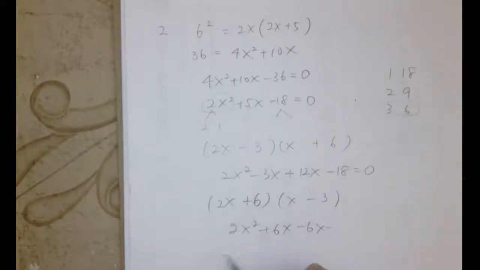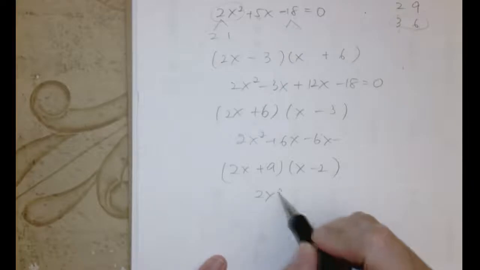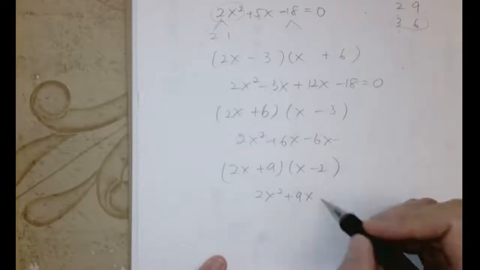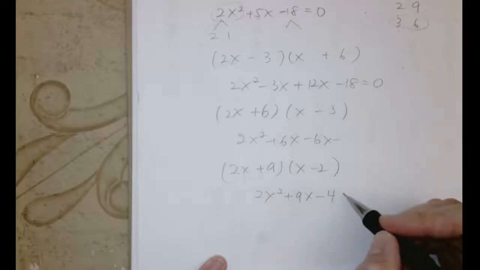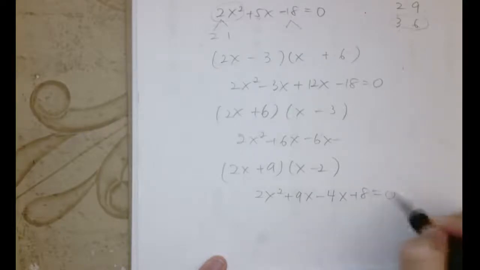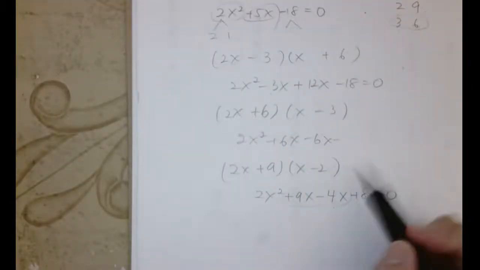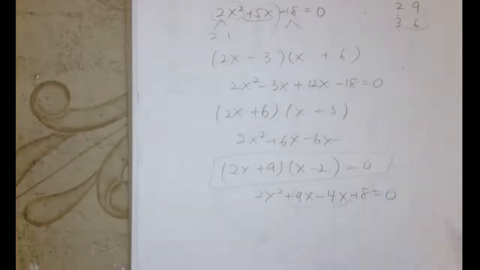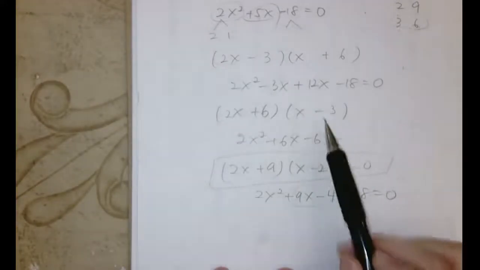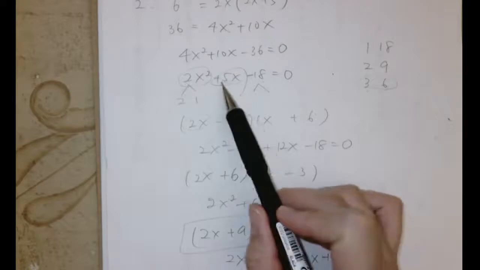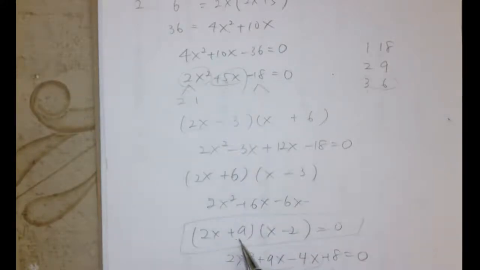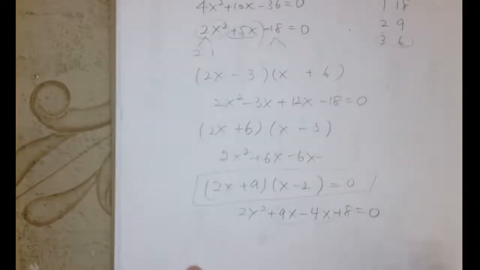Then let's try this one. 2x plus 9 and x minus 2. 2x squared plus 9x minus 4x minus 18 equals 0, and then we got this, right, because this is plus 5x. So this is the factor. This one right here. So if you do this method, you have to do trial and error. You have to try all the combinations, right? And knowing that this is positive, it's most likely the bigger number is positive, so you can try different combinations. I'll show you another method.